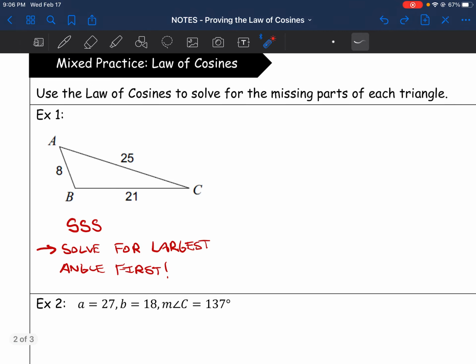So we've got to solve for the largest angle first. Well, we can see that the largest side is 25, so that means the largest angle must be angle B.